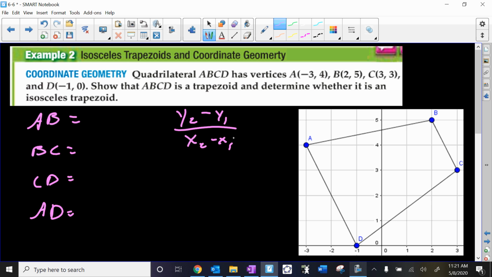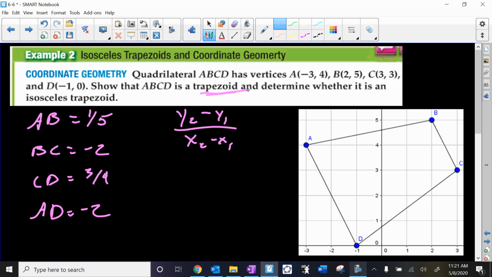So AB is going to be a slope of 1/5. BC is going to be a slope of -2. CD is going to be a slope of 3/4. And then AD is going to be a slope of -2. So right now, we know that we have a trapezoid because BC and AD are the same slope. So we know we have a trapezoid.